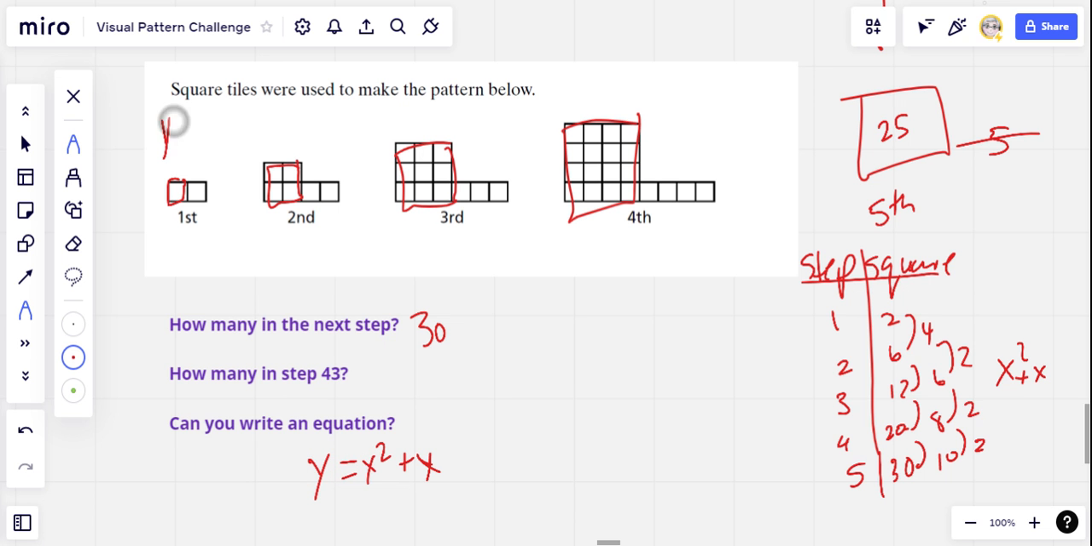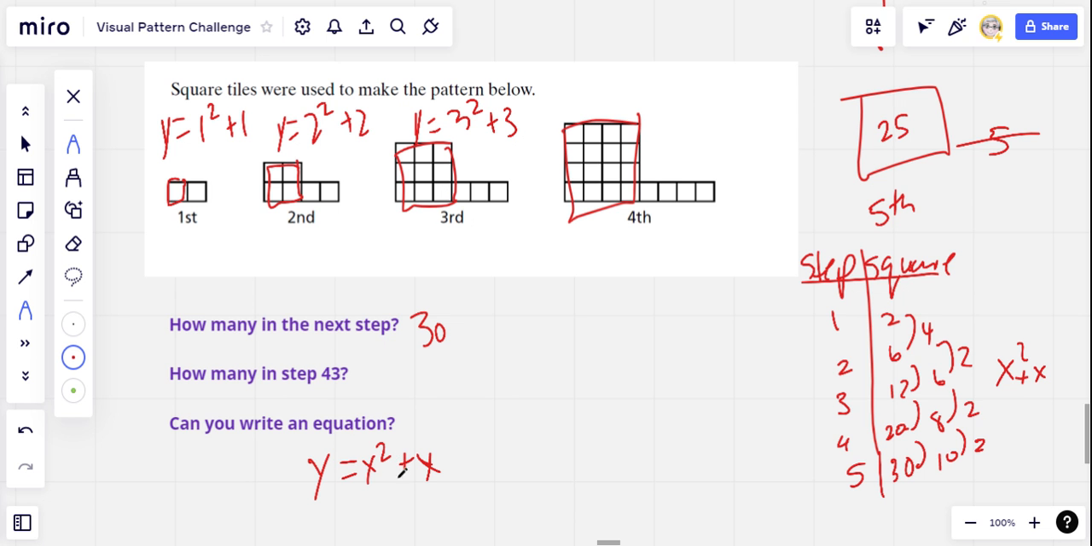So here we'd have y equals 1 squared plus 1. Yep, that would be 2. Here we have y equals 2 squared plus 2. 4 plus 2 is 6. That's right. Here we'd have y equals 3 squared plus 3. And that would be 9 plus 3 is 12. And you can see it really matches the numbers, but also really matches this visual representation of the pattern. So I think we've got our equation.